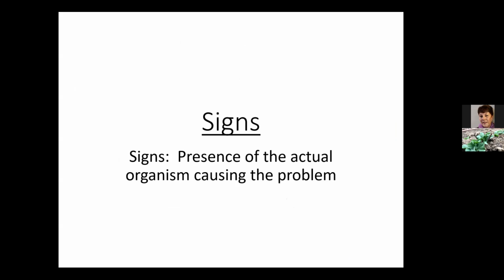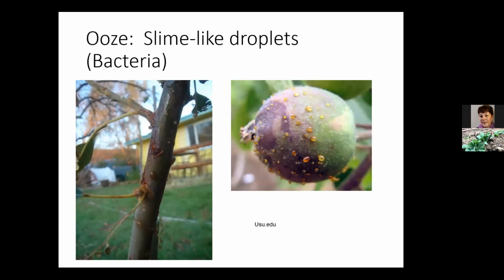And probably the best example of this is things like fire blight, where we're seeing ooze coming out of the fruit, or there's ooze coming out of the trunk because it's a bacteria and it's moving through the vascular system of the plant. And so it can come out of the lenticels or the stomates, different things like that on the plant.